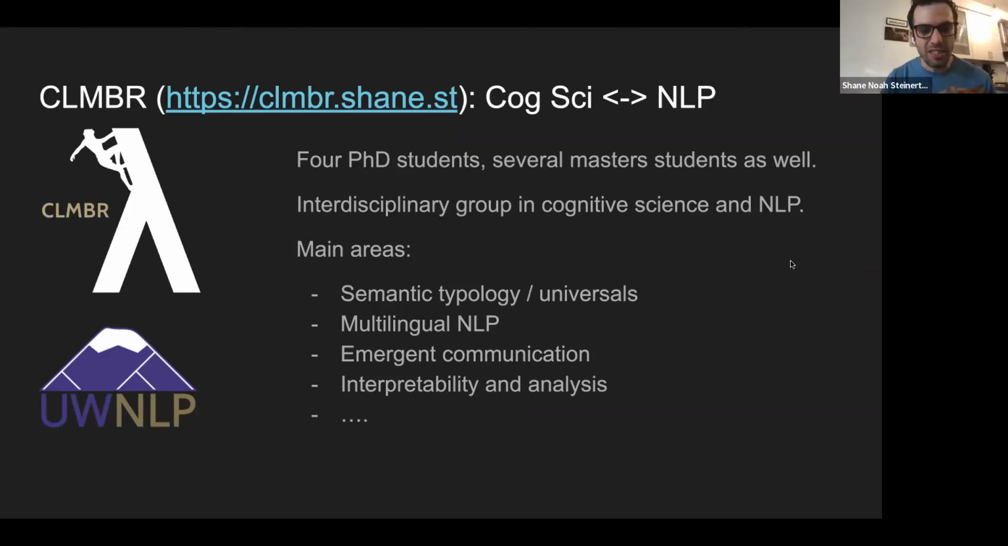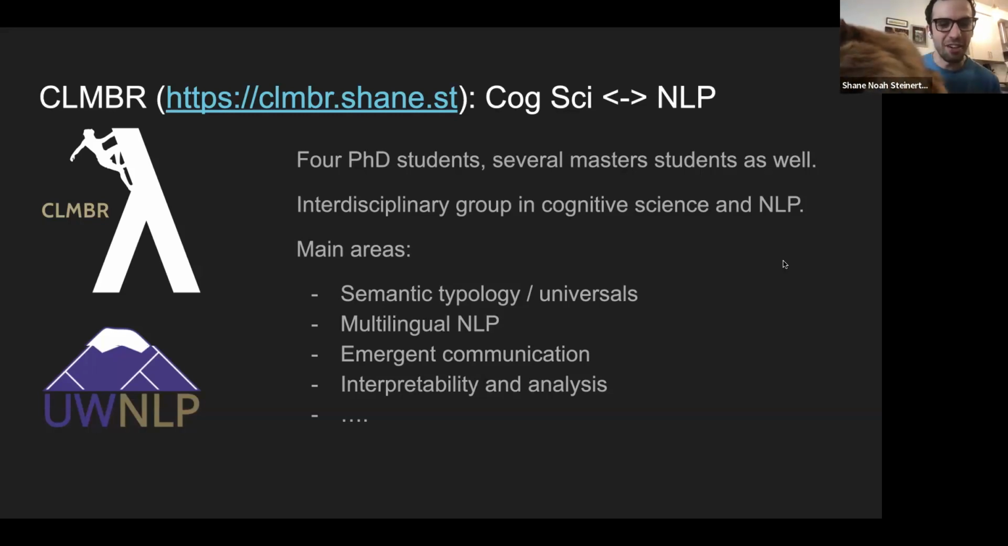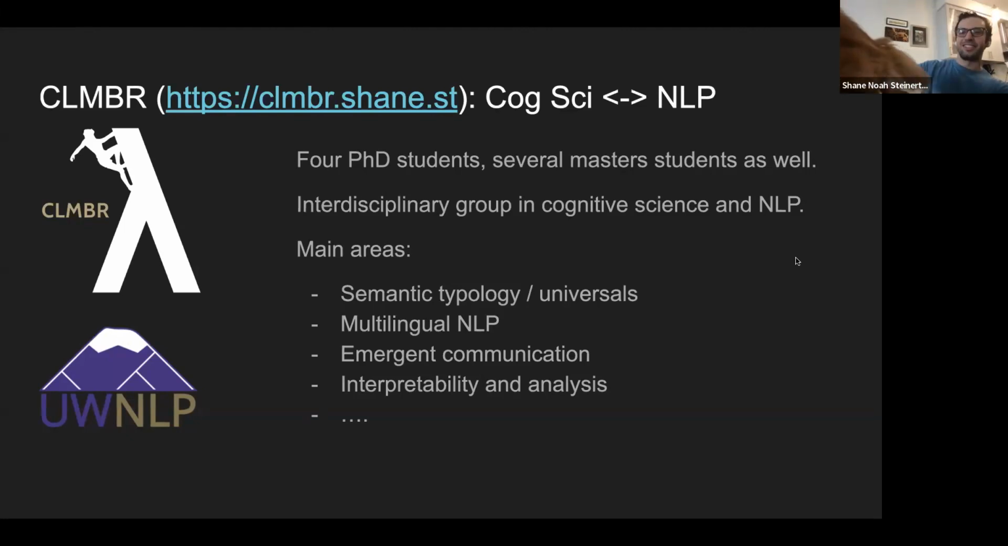And then I'm Shane Steinert-Threlkeld. I'm an assistant professor in the linguistics department at the University of Washington. My lab is called CLIMBER, which is Computation, Language, and Meaning Band of Researchers, which I was very proud to make up. I didn't have enough time to get the beautiful pictures of all my students as Wei did, but if you go to the website, they're all there. JD is our research assistant.